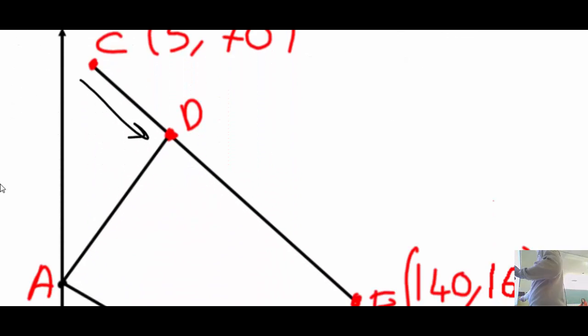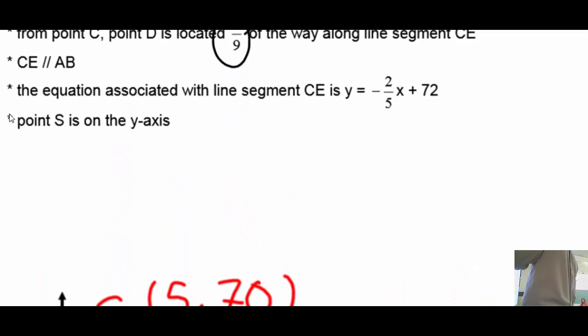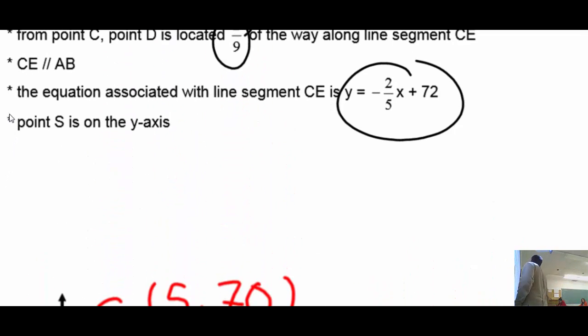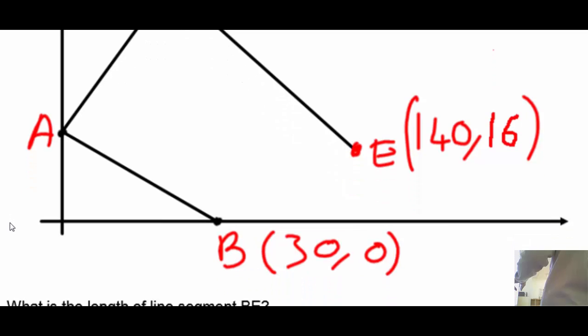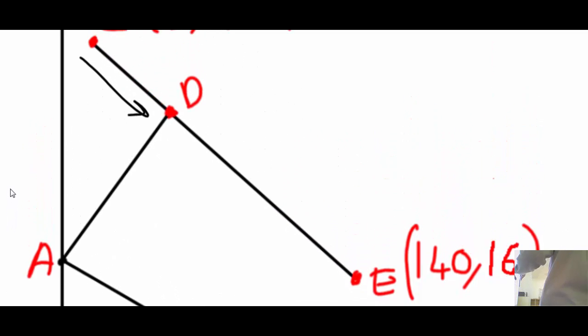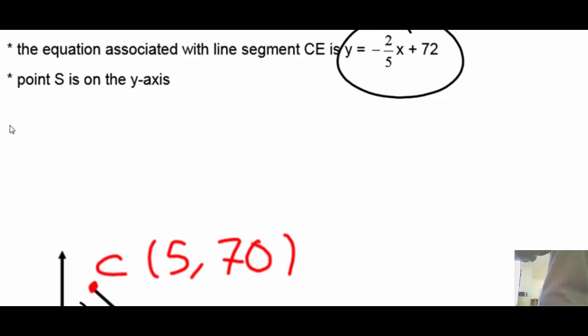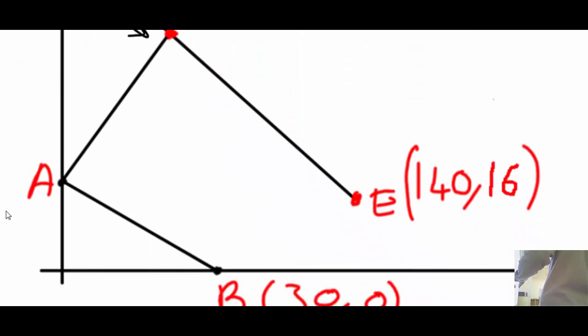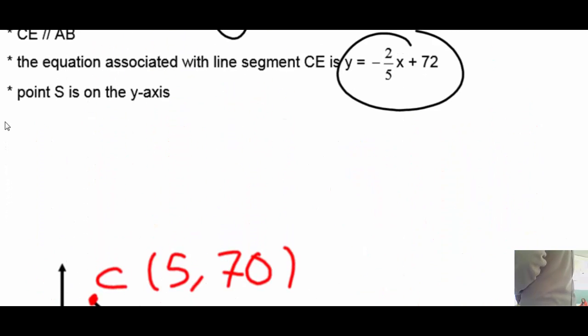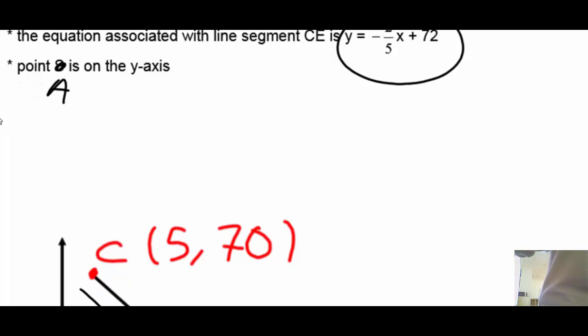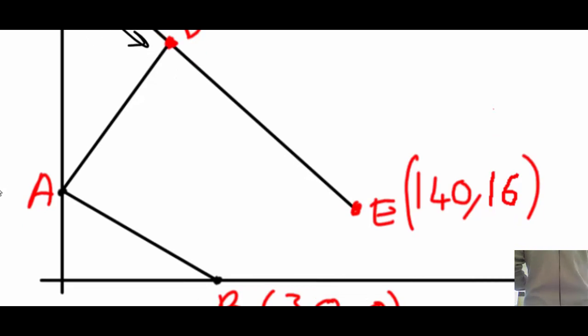So the equation of CE is y equals minus 2 divided by 5 x plus 72. Point S is on the y-axis. Point A, I meant point A, not S. So please change this to A. Point A is on the y-axis. So it just says it's on the y-axis.